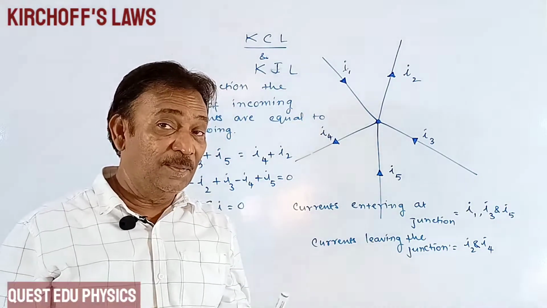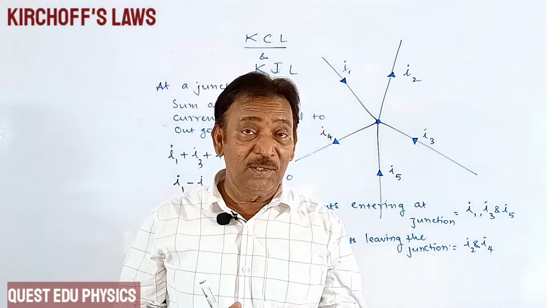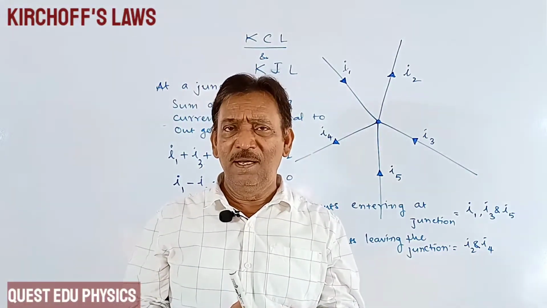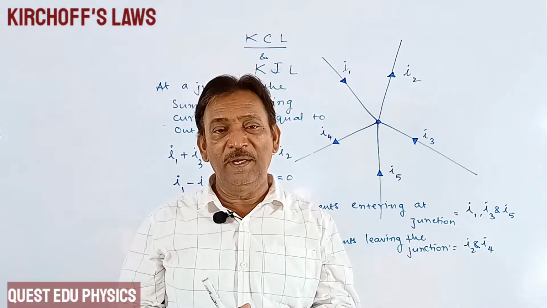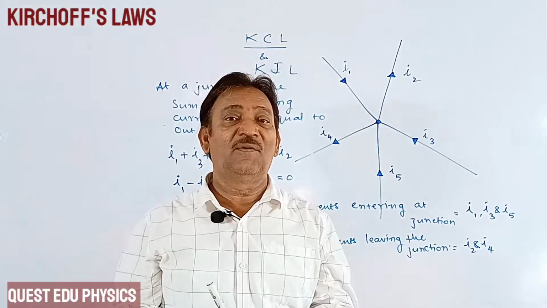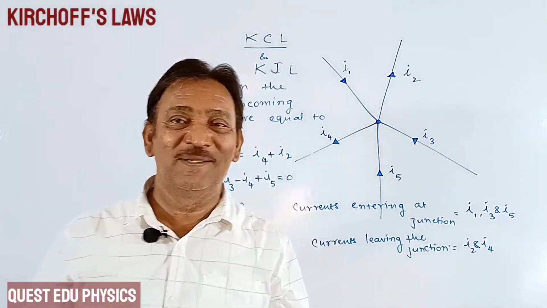Here again I am saying, at a junction, the sum of the incoming currents is equal to the sum of the outgoing currents. It is known as Kirchhoff's law. Let's do one problem, students.